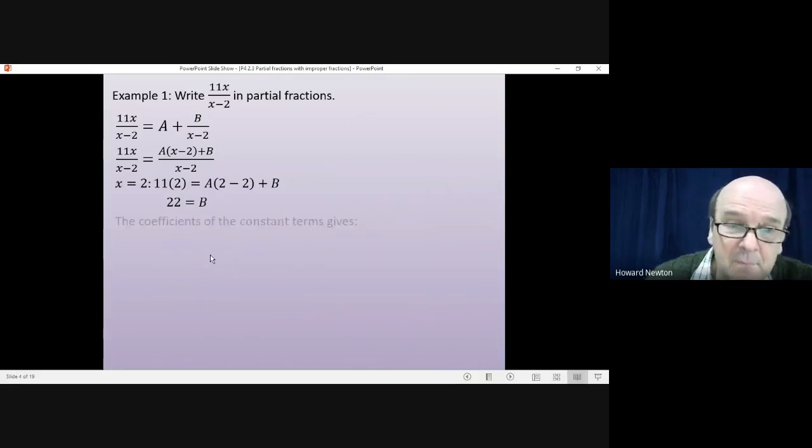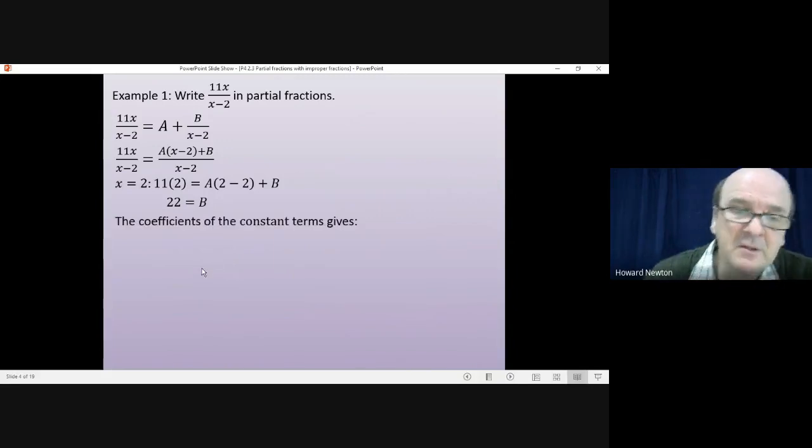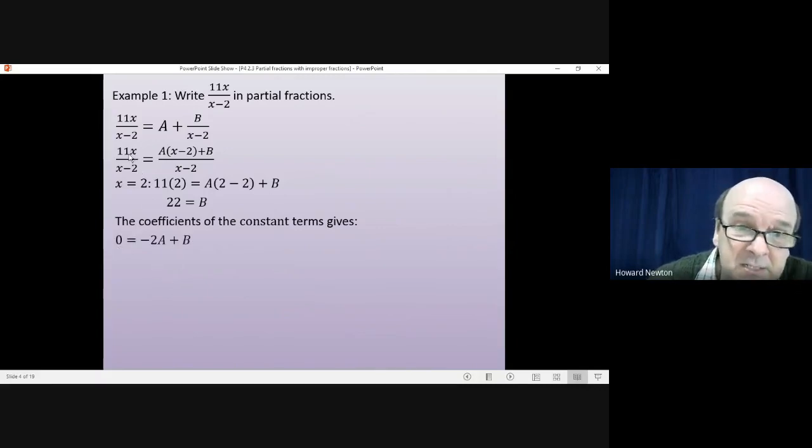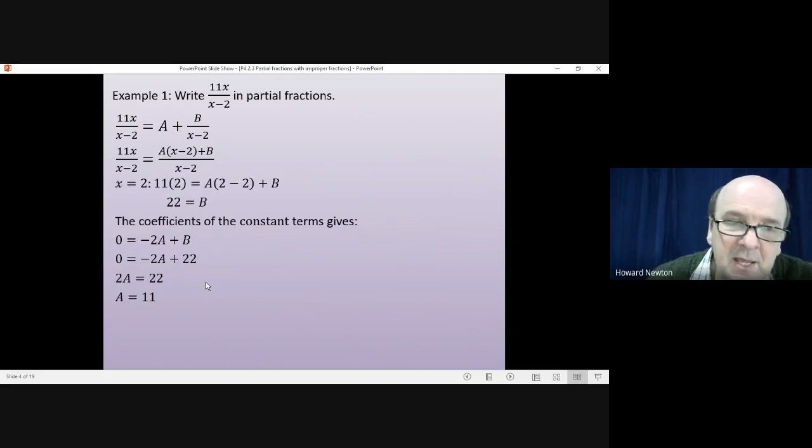To find a, we use the method of equating coefficients, and in this case we equate the coefficients of the constant term. On the left-hand side, the numerator has no constant term, so we get 0. On the right-hand side, the constant comes from two places: a times minus 2, which gives minus 2a, and plus b. We know b is 22, so we can solve that: 2a is 22 and a is 11.